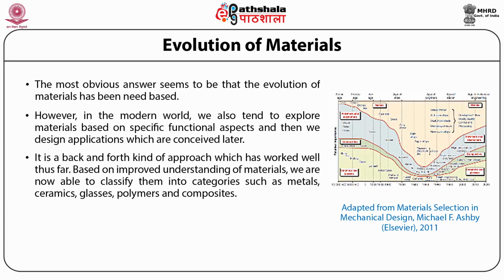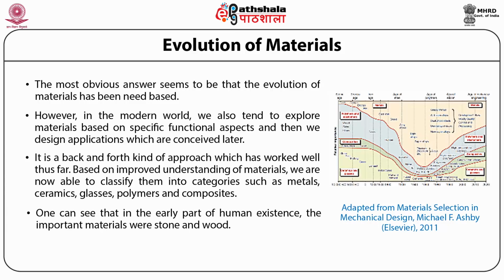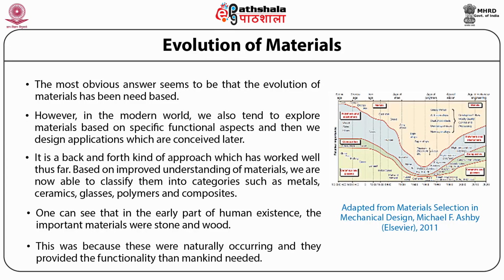Based on improved understanding of materials, we are now able to classify them into categories such as metals, ceramics, glasses, polymers, and composites. The figure below aptly summarizes the evolution of materials in a different scheme of classification, that is, by their characteristics in the forms of metals, ceramics, polymers, etc., versus their importance. In this figure, one can see that in the early part of human existence, the important materials were stone and wood. This was because these were naturally occurring and they provided the functionality that mankind needed at that time.